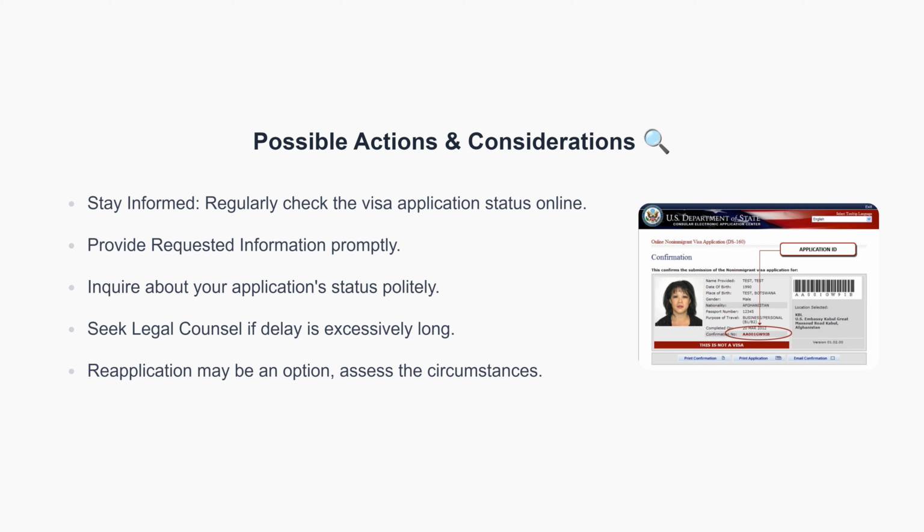Firstly, stay informed and regularly check the visa application status online. Secondly, provide requested information promptly to avoid unnecessary delays. Thirdly, if you're concerned about delays, consider inquiring about your application status, but remember to be polite. Fourthly, if the delay is extremely prolonged, consider seeking legal counsel. Lastly, depending on circumstances, you may consider reapplying for a visa.